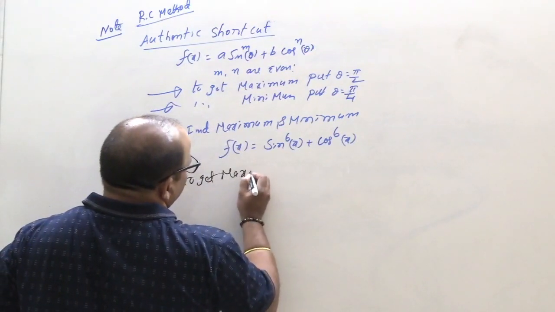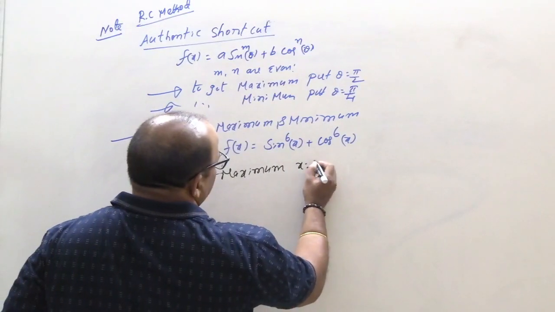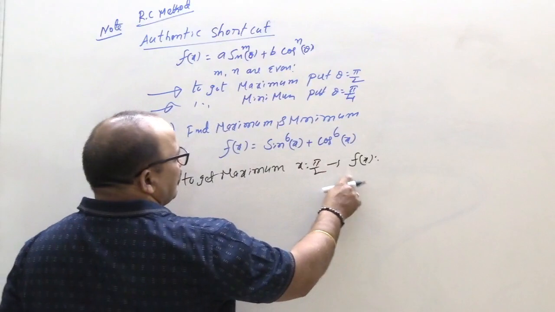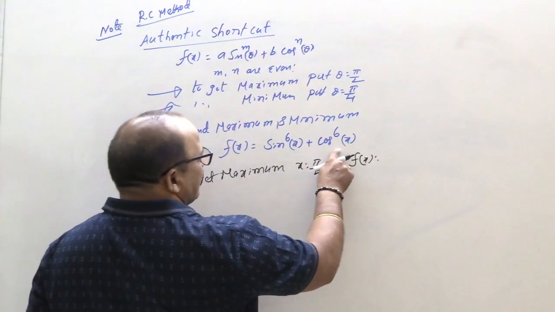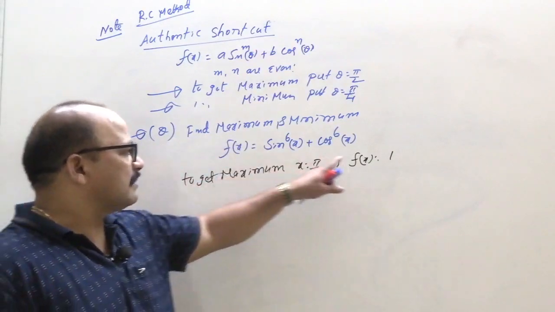maximum, put x is equal to 90. That means f of x function, sin 90 is 1, cos 90 is 0. So maximum value is 1. For this function the maximum value is 1.